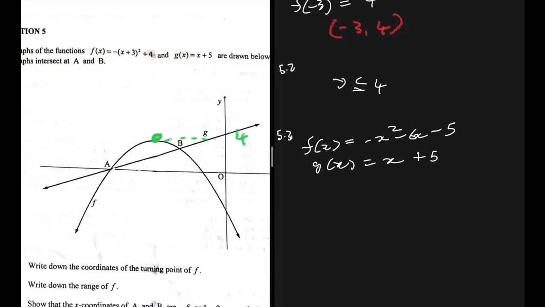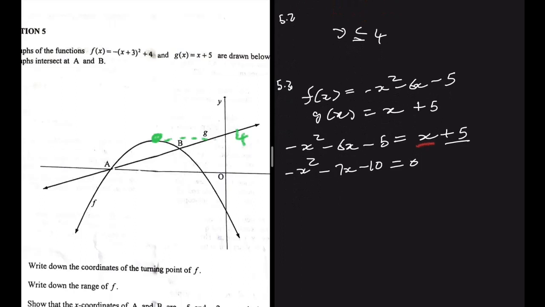So if we equate those two, we're gonna get minus x squared minus 6x minus 5 is equals to x plus 5. Right, so we're gonna have minus x squared. We take x to the left hand side, we're gonna get minus 7x, and then minus 5 minus 5 is gonna be minus 10, right? So we're gonna have minus 7x, and then minus 10 is equals to 0, right? Just one mistake and you're gone, right? So I have minus x squared here, which is confusing me a bit.